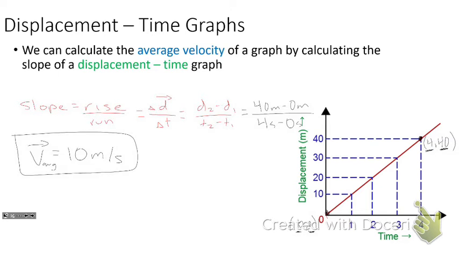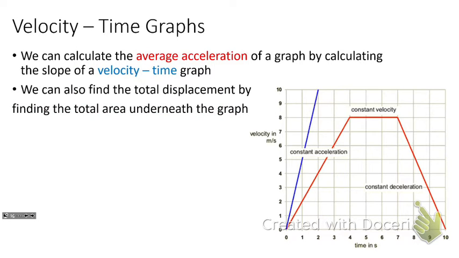Make sure you are able to calculate slope and know that when we have a displacement time graph, we can find the average velocity. If it is a velocity time graph, we can calculate the average acceleration by calculating the slope of a velocity time graph. So make sure you know that. And secondly, I know some of you forgot how to do this: to find the total displacement given a graph, you just find the area underneath the graph, right? So to find the total displacement, you're going to divide this into shapes.